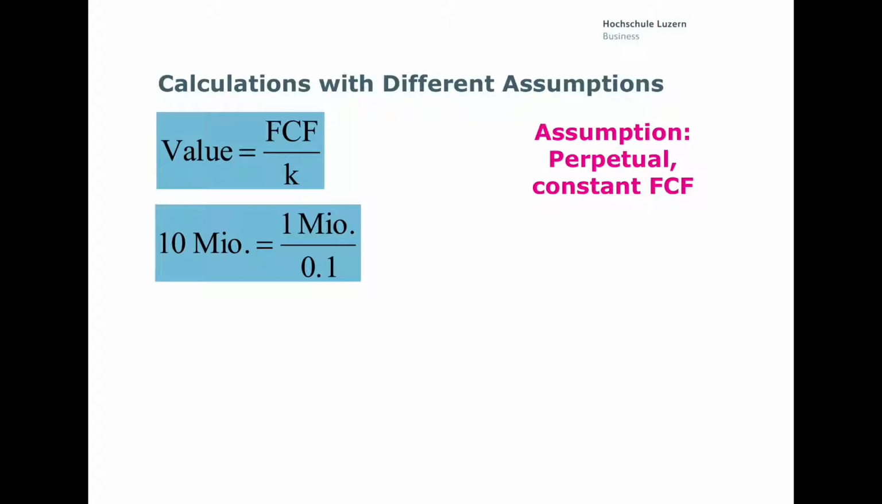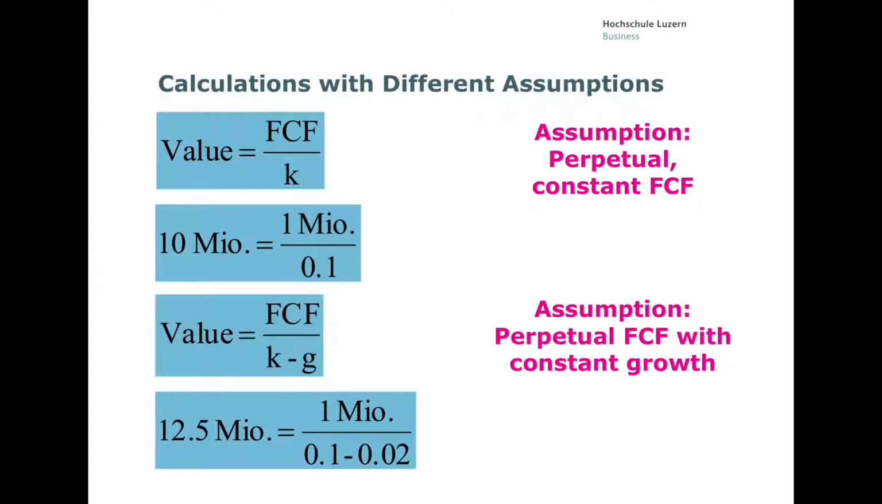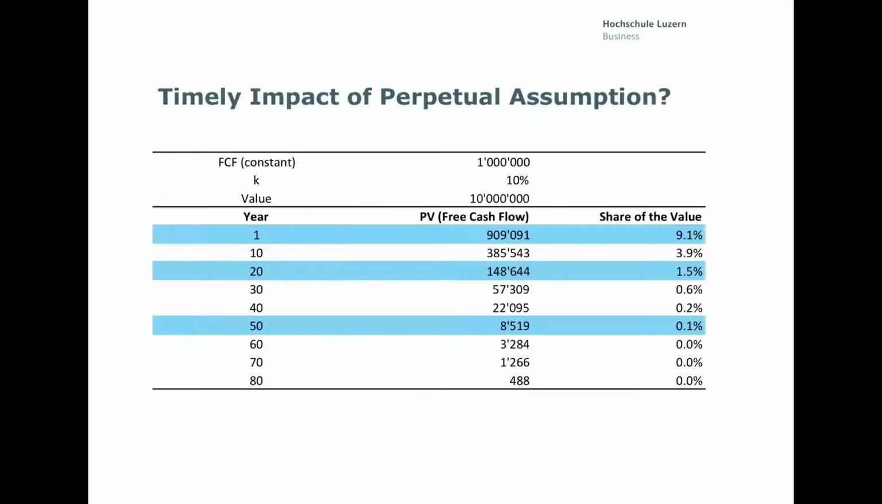Two assumptions are made to use the infinite present value formula in a simple way. We assume either constant perpetual free cash flows or perpetual cash flows growing at a constant rate. These assumptions allow us to write the basic present value formula as an infinite geometric series, which can further be simplified to the following two expressions. Assuming now a perpetual free cash flow of 1 million and a discount rate K of 10%, we obtain a company value of 10 million. When we further assume a constant free cash flow growth of 2%, the company value will be 12.5 million.